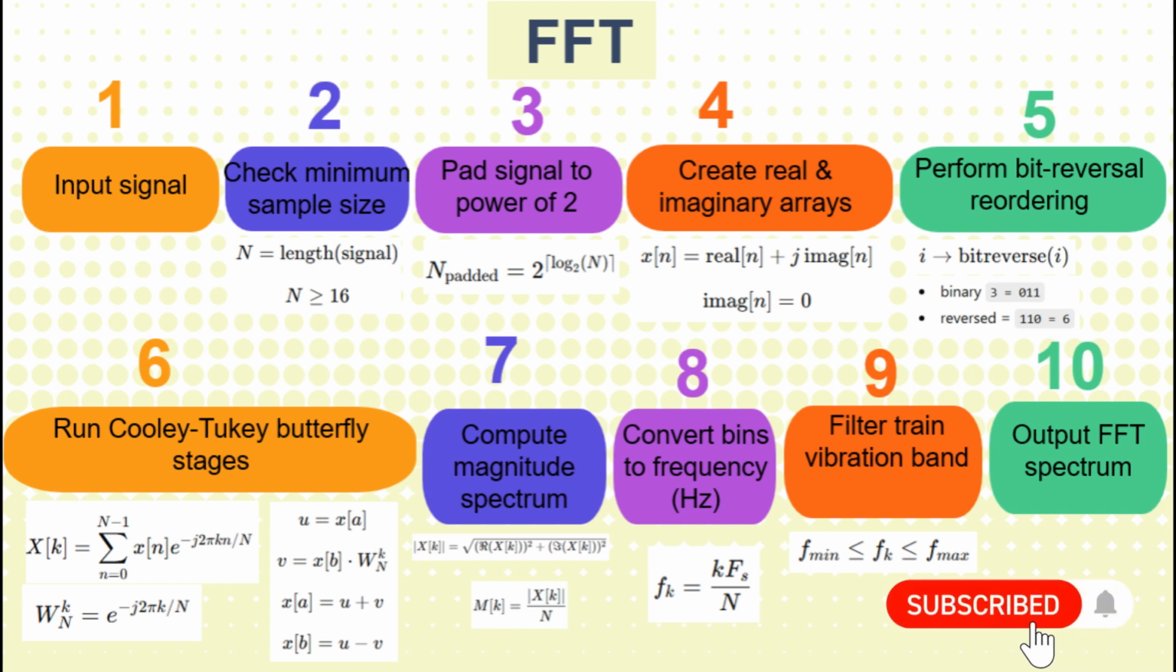In this example, we then filter the train vibration frequency band so that only the useful range remains. Finally, we get the output FFT spectrum. So overall, FFT is a fast way to break a signal into its frequency components and understand its behavior.